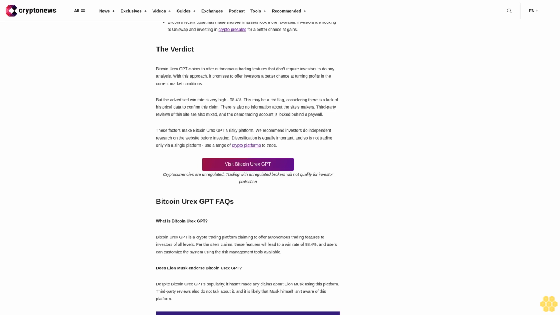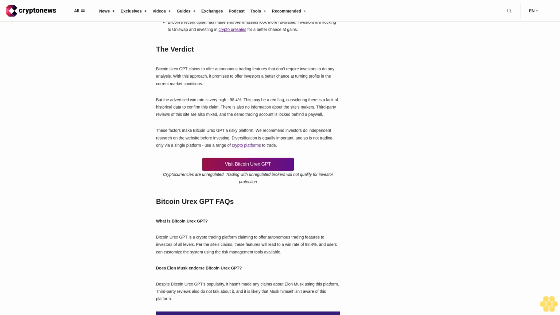Latest Bitcoin news. Here are the latest updates about Bitcoin to know about. Bitcoin has started September 2023 with its value being below $26. Vitalik Buterin's Twitter account being hacked may be one of the reasons behind this upset. Bitcoin's recent upset has made short-term assets look more favorable. Investors are flocking to Uniswap and investing in crypto presales for a better chance at gains.